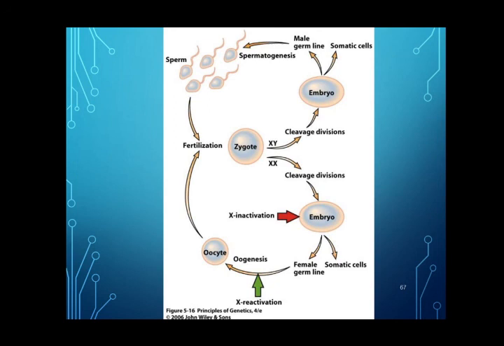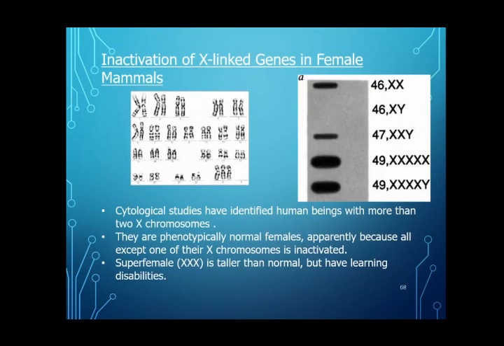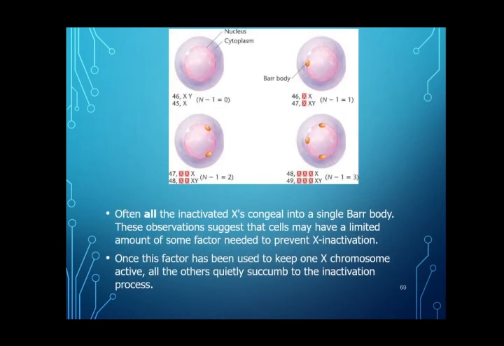Serological studies have identified human beings with more than two X chromosomes. They are phenotypically normal females, apparently because all except one of the chromosomes are inactivated. Superfemale XXX is taller than normal but has learning disabilities. Often, all of the inactivated X's congeal to a single bar body.